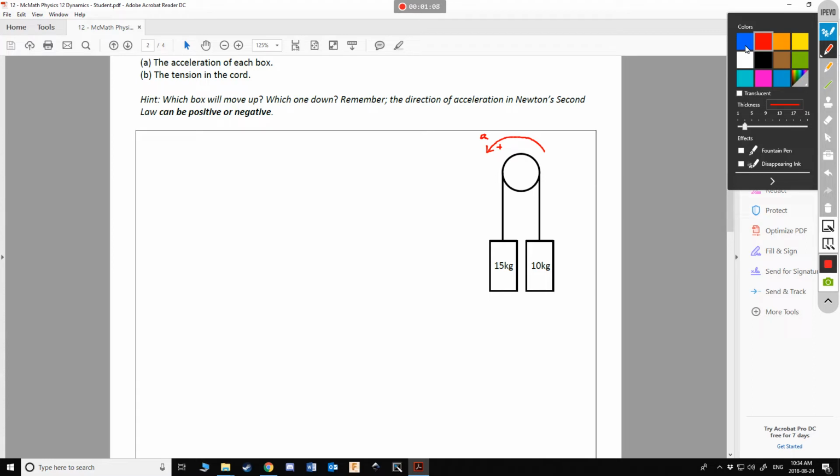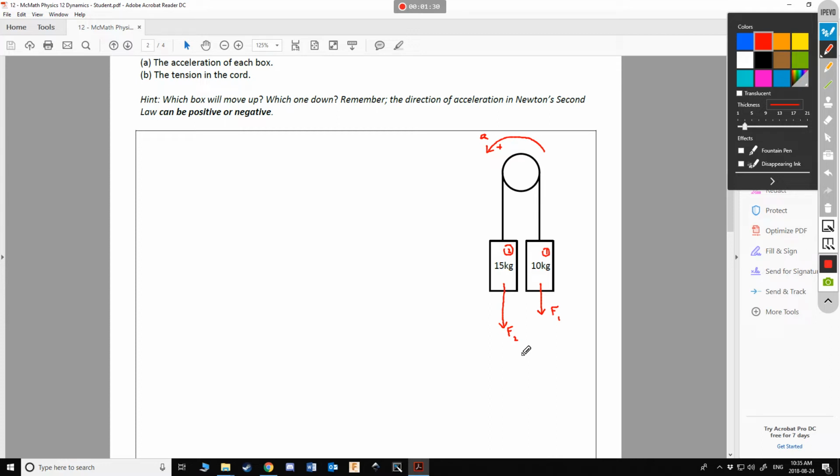Let's actually draw the forces acting on it. A 10 kilogram block is going to have some force of gravity going downwards. We can call this object 1, this is object 2. So we call this F1. However, this one is going to have an F2. It's going to be bigger. I'm going to draw a bigger arrow because the mass is bigger.